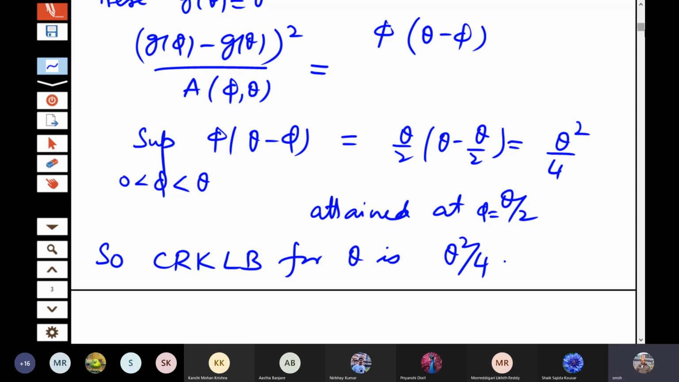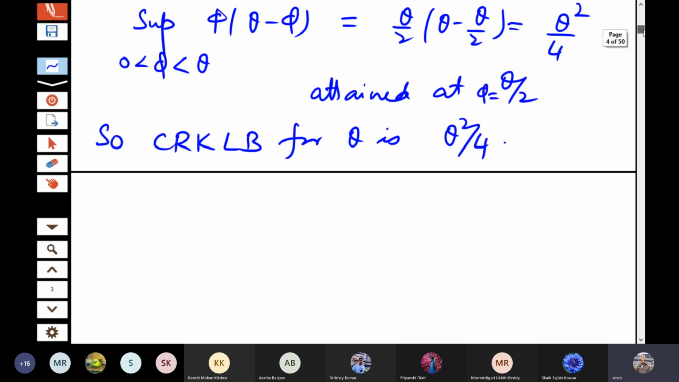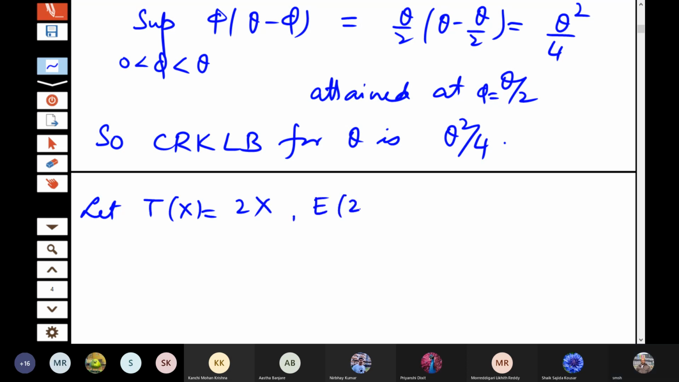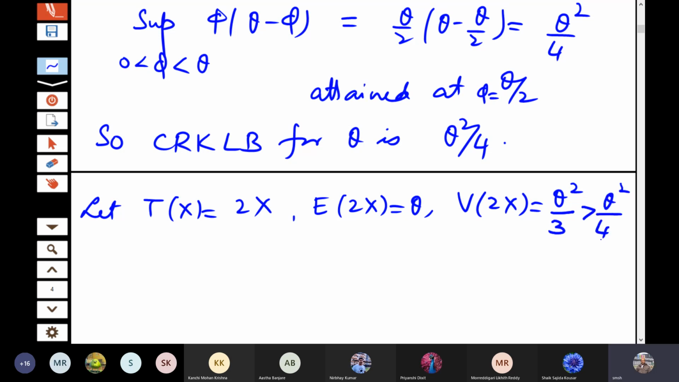Since I have taken here only one observation, I can consider an unbiased estimator as 2x. This is unbiased. And what is the variance of 2x? That is theta square by 12 into 4, so that is theta square by 3, which is greater than theta square by 4 here. So the CRK lower bound is not attained here.